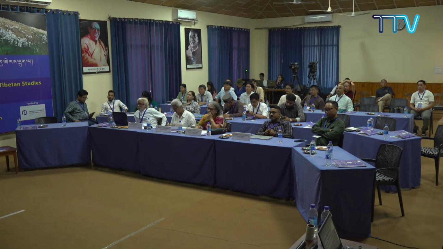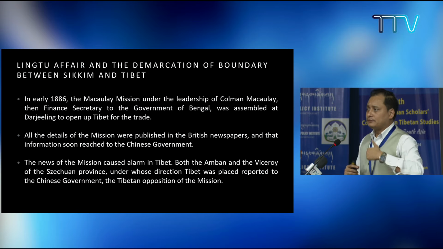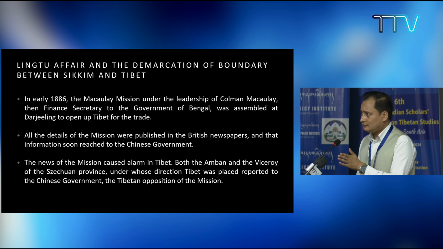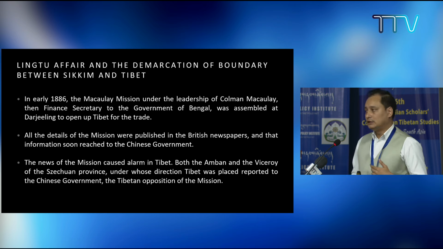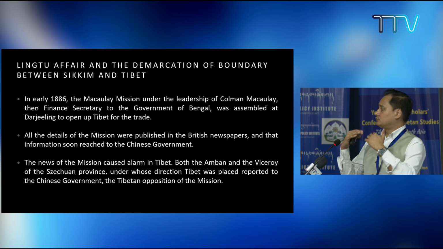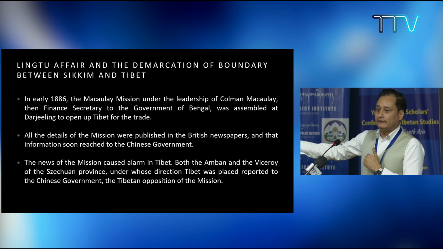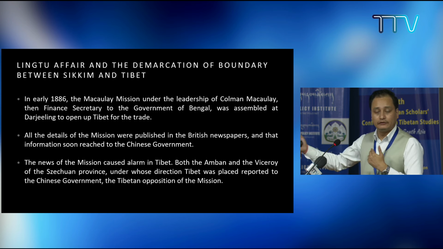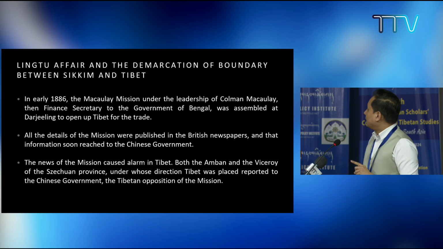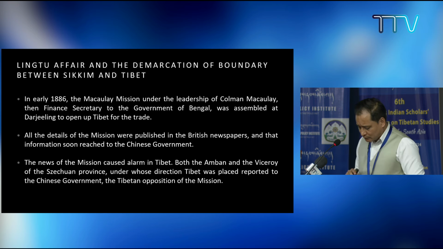So this lengthy affair became an important event which resulted in the demarcation of the border between Sikkim and Tibet. Before 1890, there was no border demarcation between Sikkim and Tibet. So anyone could enter Sikkim, and they could claim the territories of Sikkim. To prevent this, the British felt that there should be a strict borderline demarcation between Sikkim and Tibet. One factor was the international factor, the Great Game, because they wanted to prevent Russian infiltration through this side of the border. So this event led up to the demarcation of the boundary between Sikkim and Tibet.